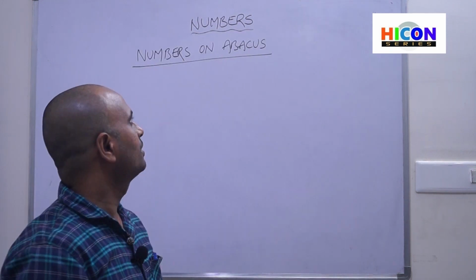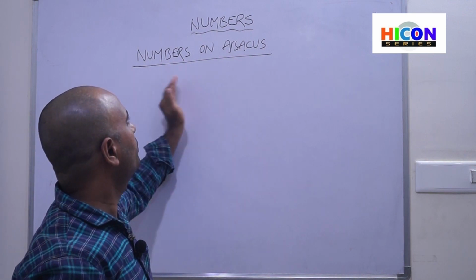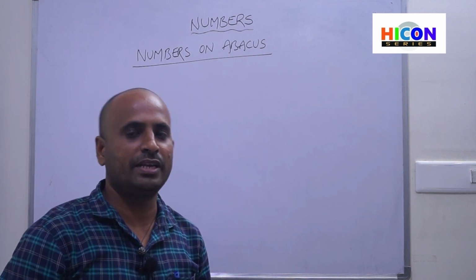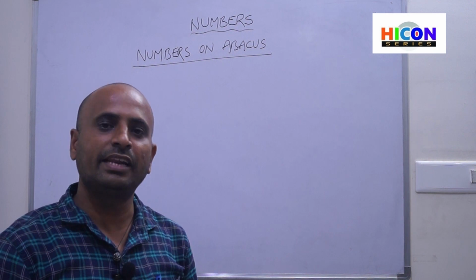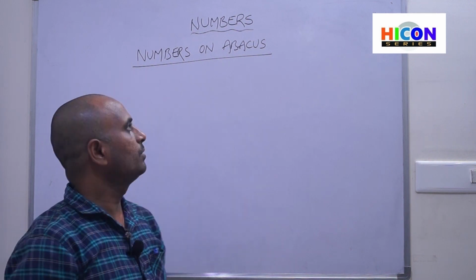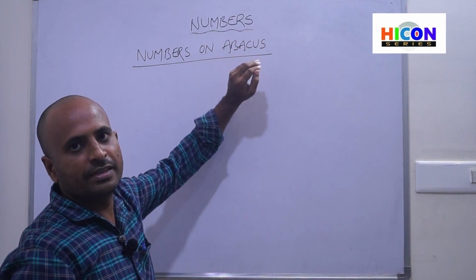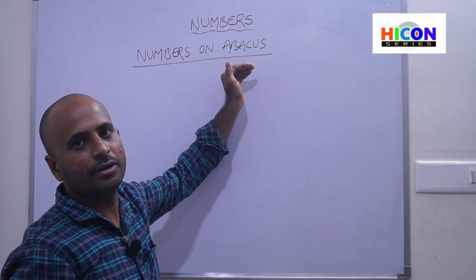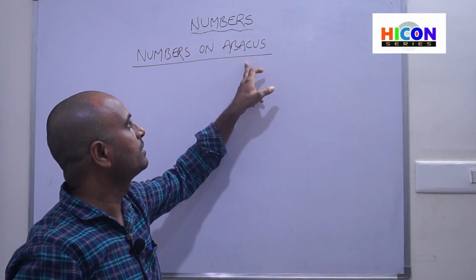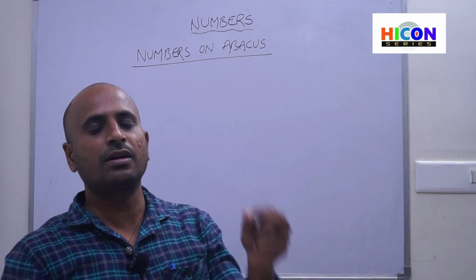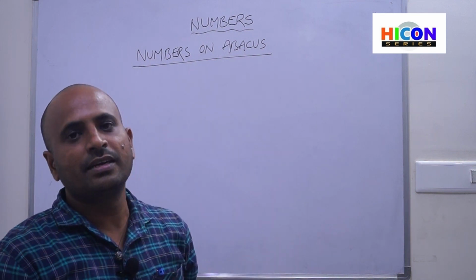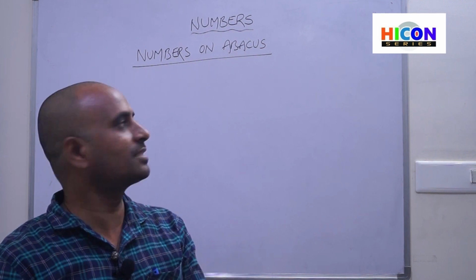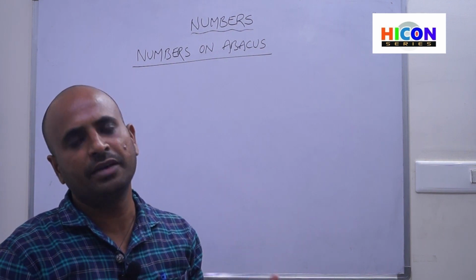Okay children, the next topic in this chapter is numbers on abacus. That means how to show a number on abacus and how to write a number from the abacus. An abacus is a device on which we can represent any number. An abacus contains sticks or rods, and we can represent the digits in the number with the help of beads.